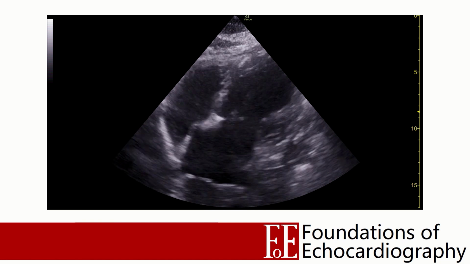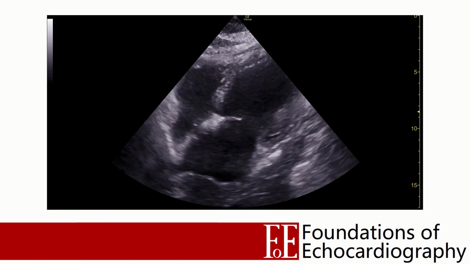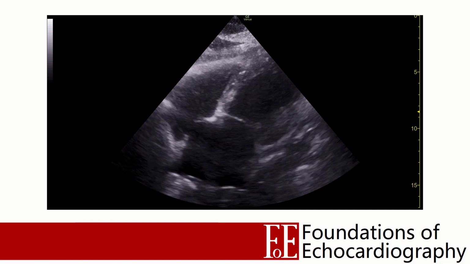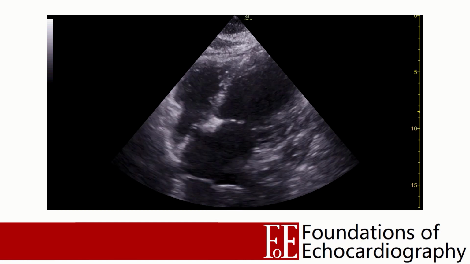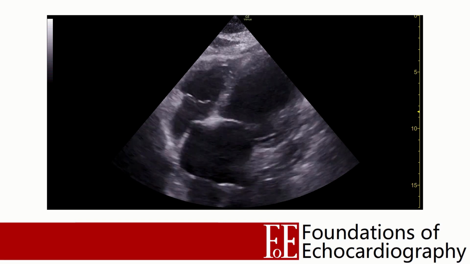And so let's start by going to a subcostal window. And what we notice straight away is whilst the right ventricle is working quite well, there's something wrong with the contractility of the LV, and in particular the anterolateral wall doesn't appear to be moving properly.